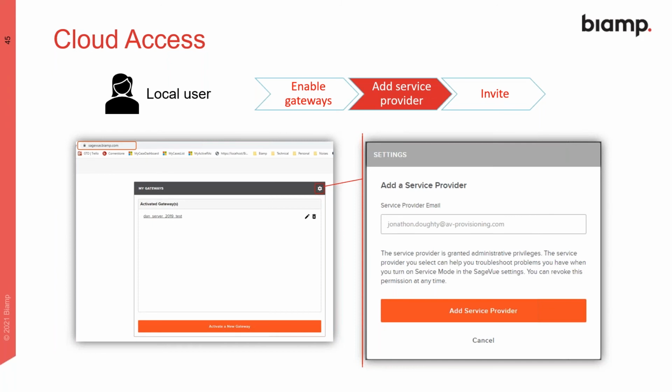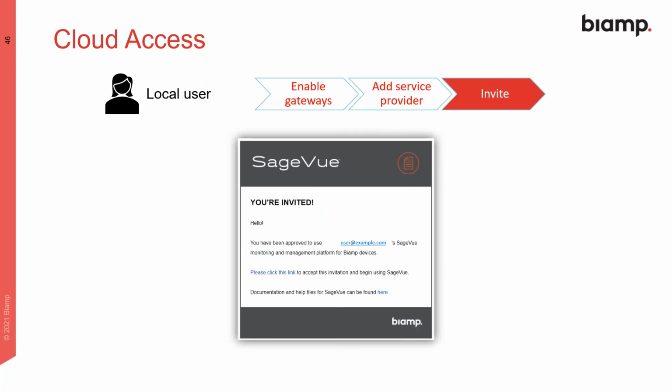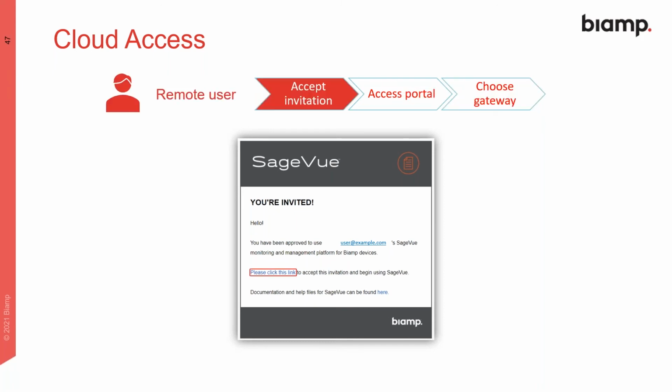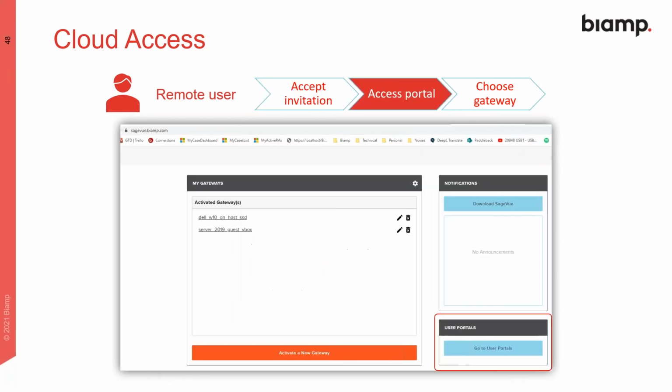Once they're logged in there, they'll see a list of their gateway or gateways, as well as a cog icon on the top right. You're going to click on that cog icon. That's going to give you an option to add a service provider. You go ahead and put the email address of the service provider in there, send that, and that's going to generate an email to them with a link that they can click. So your remote user who you sent that email to, they're going to click on that link. They're also going to be taken to sagevue.biamp.com where they'll need to use their credentials to log in.